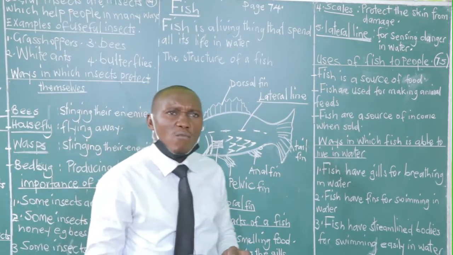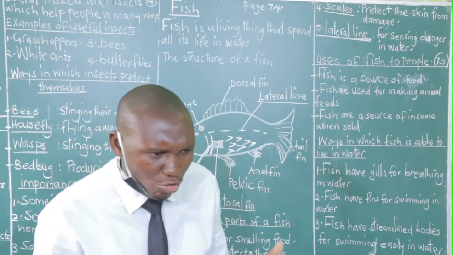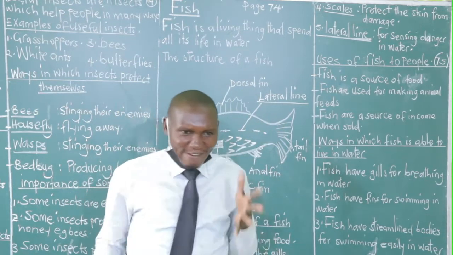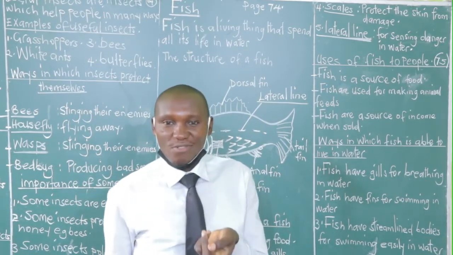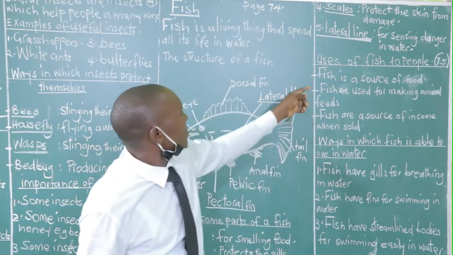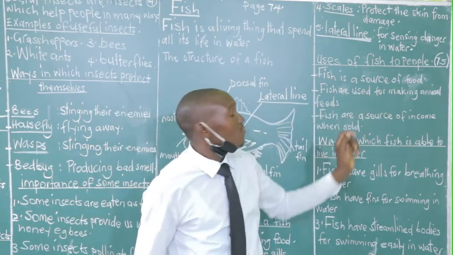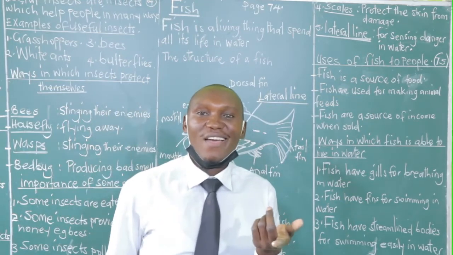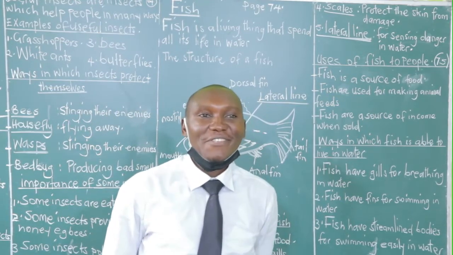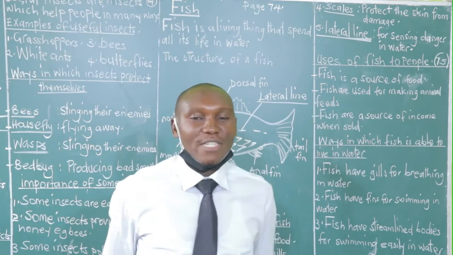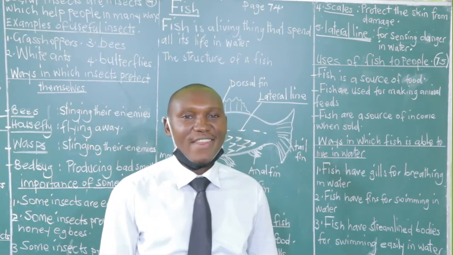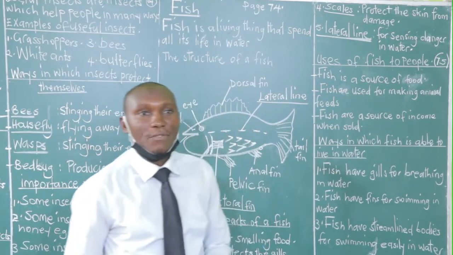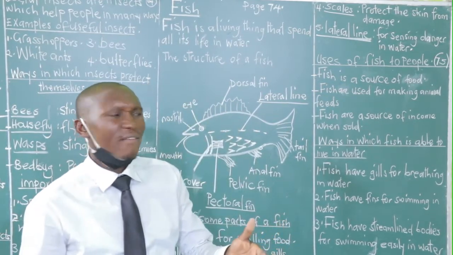And from there, we looked at uses of fish to people. Is fish useful to you? Do you see fish important to you? One, we started with source of food. Fish is a source of food. For me, I enjoy fish. What about you there? I know you enjoy them. You have ever eaten very many types of fish in your area. Now, fish is a source of food. We eat them. Very many process them.